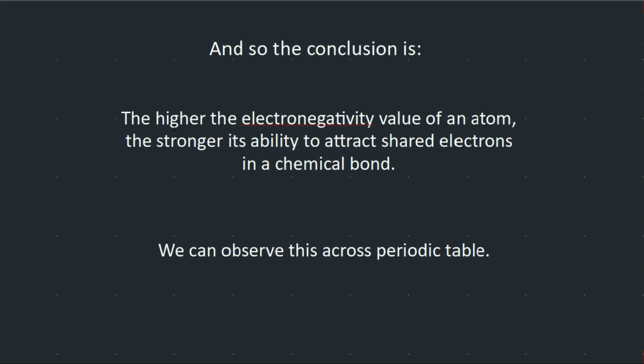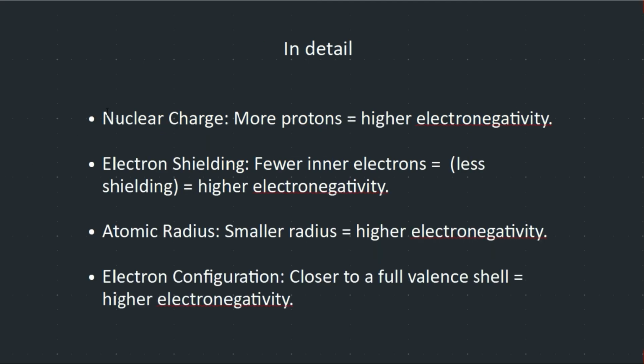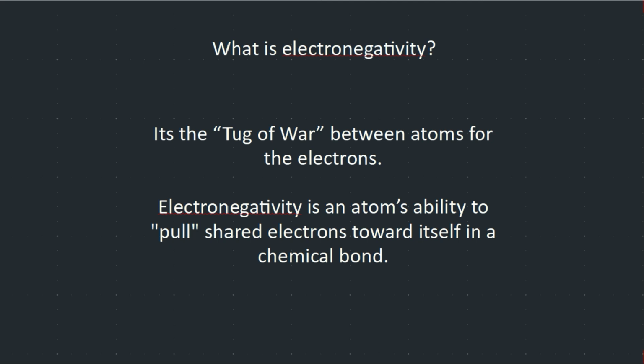So to conclude, the higher the electronegativity value of an atom, the stronger its ability to attract a shared electron in a chemical bond. And we can clearly see this in the periodic table, right guys? If you understand all of this, then it makes sense. If you've not seen what shielding is and all of that, this is not the place to understand it. It's a very simple concept. Please watch the first set of videos, and then the consecutive videos. Don't start in the middle. Okay, and this was your electronegativity.